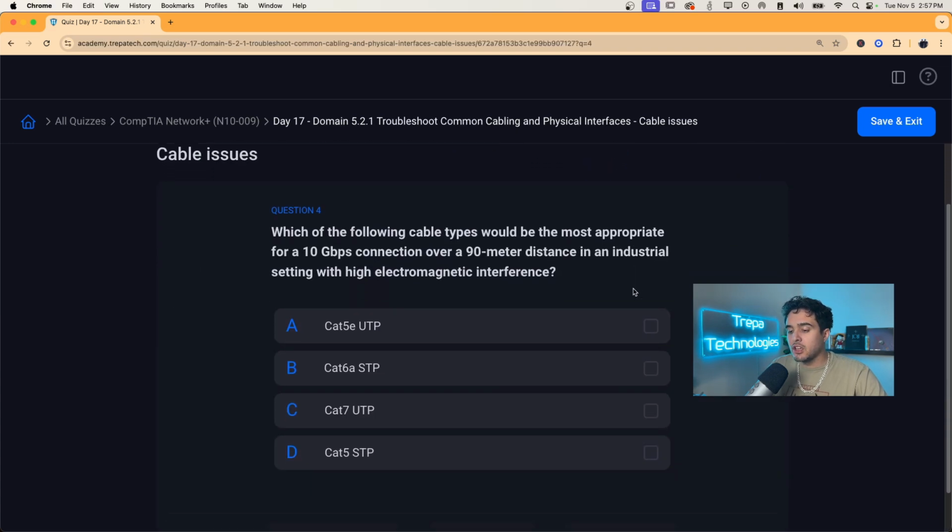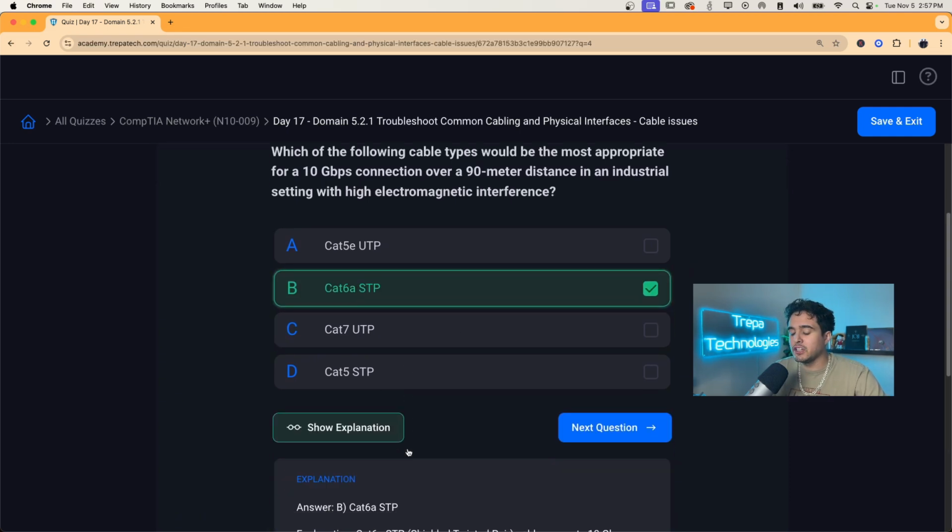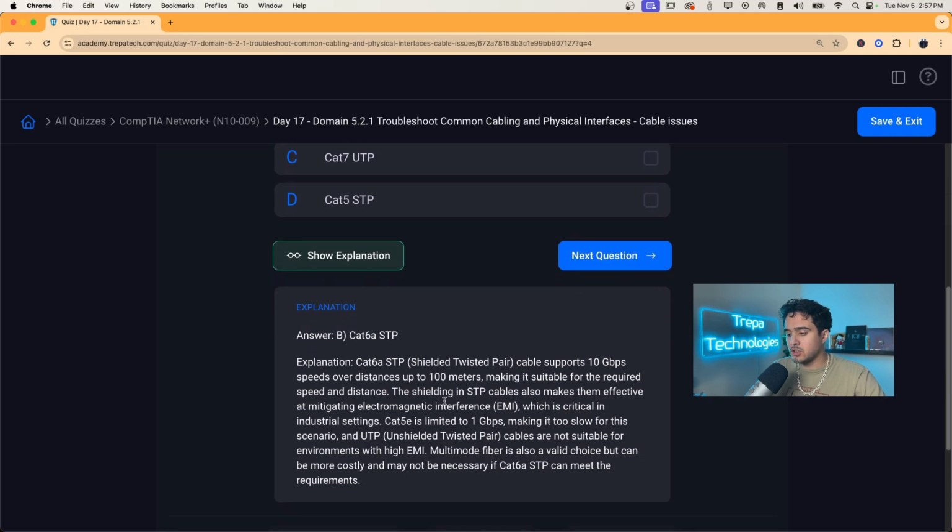Question 4. Which of the following cable types would be the most appropriate for a 10 gigabit per second connection over a 90-meter distance in an industrial setting with high electromagnetic interference? So we need 10 gigs, so the Cat5 options are out of there, even if they are shielded, which would protect us from EMI. Cat6A, Cat7. Cat7 could do it, but it's unshielded, which I don't even think they make, so you only have one correct answer here, and that's B. Cat6A shielded twisted pair. You can go ahead and pause the video if you'd like to read the explanation.